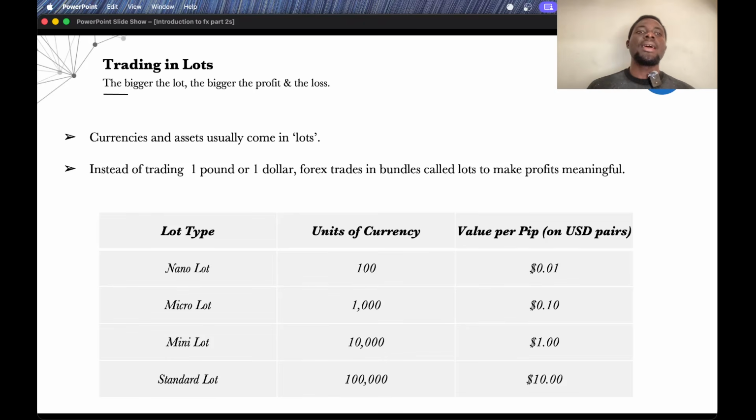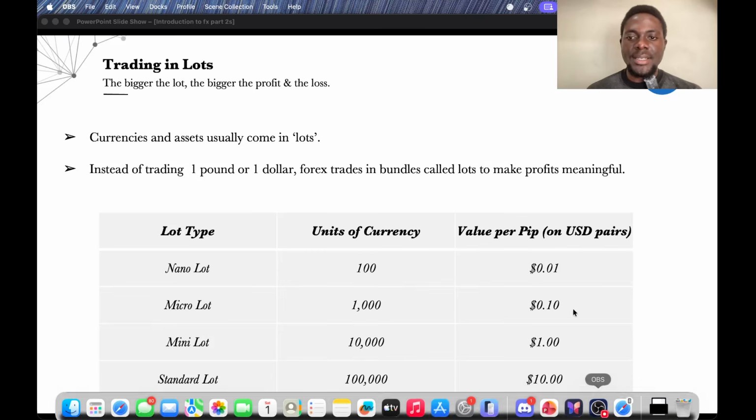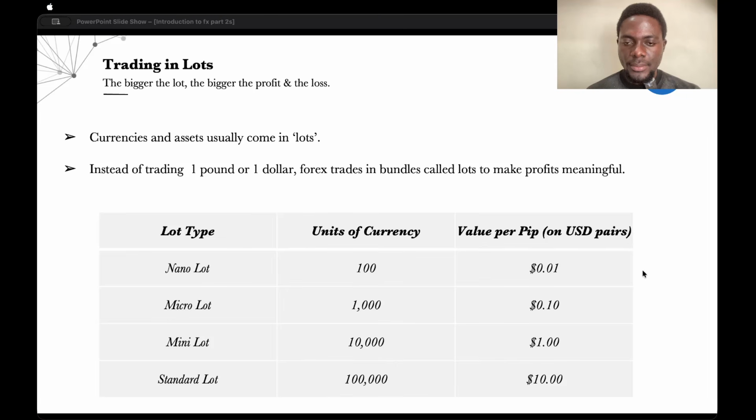Trading in lots. The bigger the lot, the bigger the profit and the loss. Again, the bigger the lot, the bigger the profit and the loss. You understand? So hold on a minute. I have to change the settings. Okay, we are good to go.